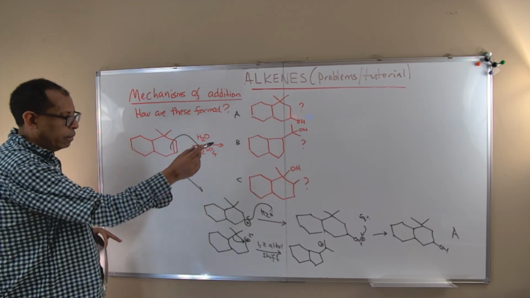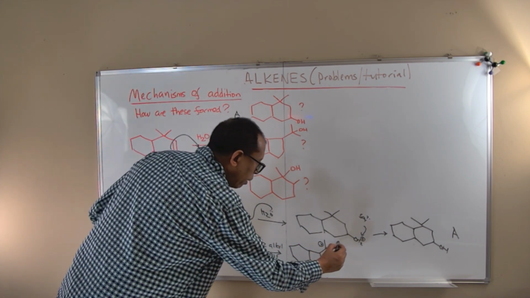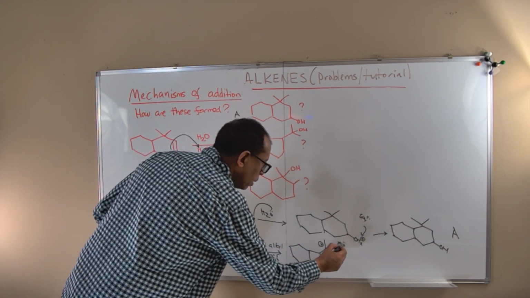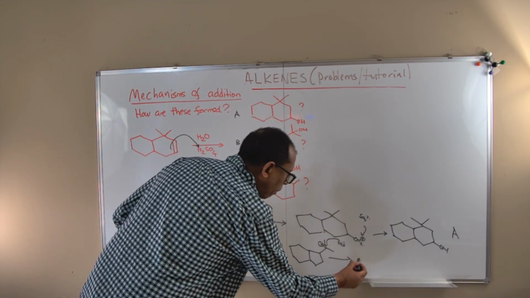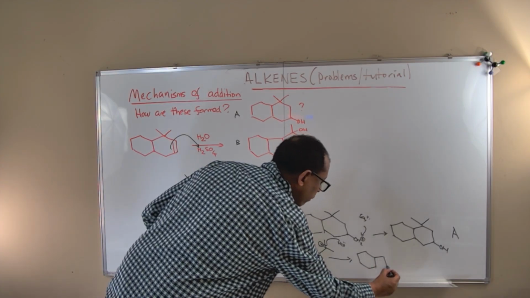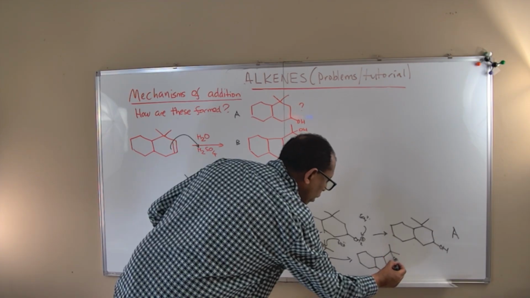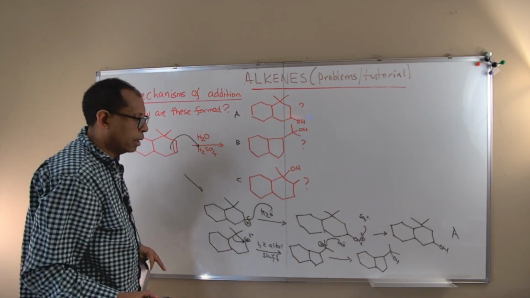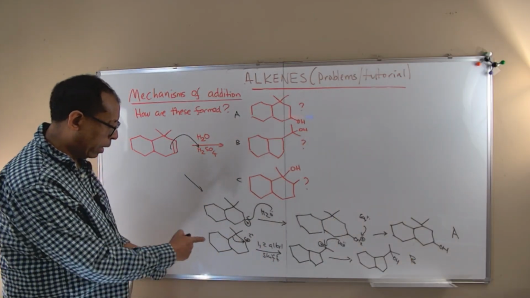Directly, if water comes in and attacks this carbocation, you would get compound B easily. Just in a similar fashion to what we have done before, that would be OH right there. That is compound B by alkyl shift.